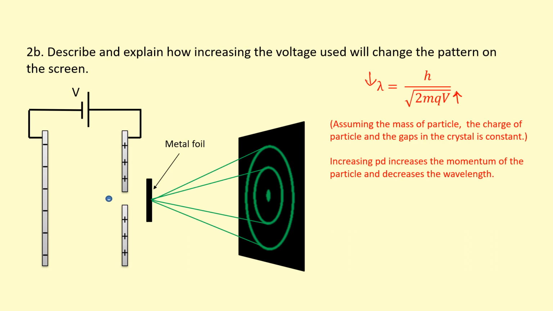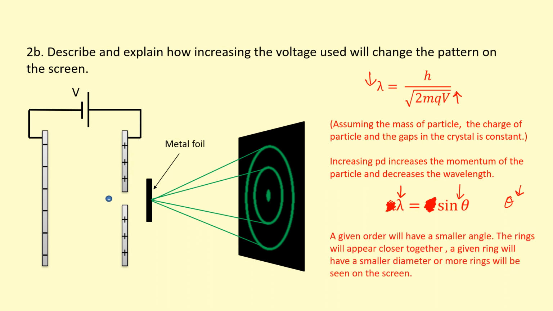To see what happens to the pattern formed on the screen when the wavelength decreases, we'll use the diffraction grating equation from the waves topic. For any given order, let's say the first order, so ignoring n there, the slit separation, which is the distance between the slits, is constant. So if we decrease the wavelength, sine theta decreases, which means that theta also decreases. So the angle of a given order will be smaller. The rings will appear closer together, and maybe the diameter will be smaller, and there will be more rings on the screen as well.